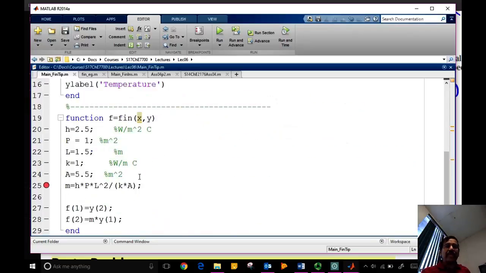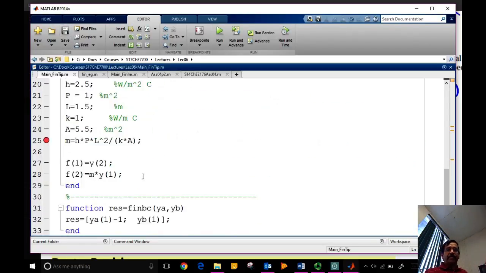Okay, so that's the main function. The other one is the boundary condition. How is the boundary condition structured? So here you see twin BC is the function that I write, and in the first case it's supposed to return f1 and f2, two function values.